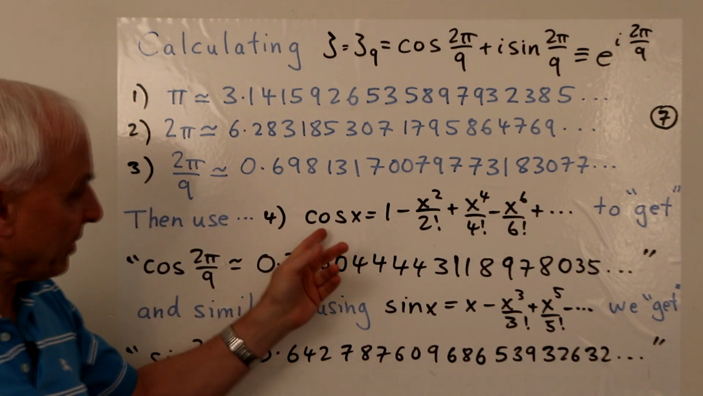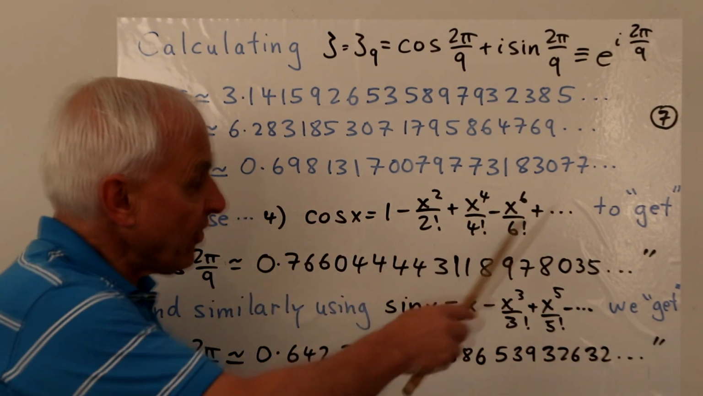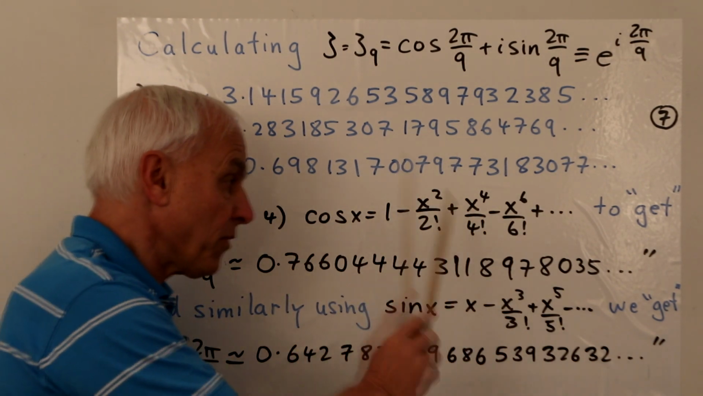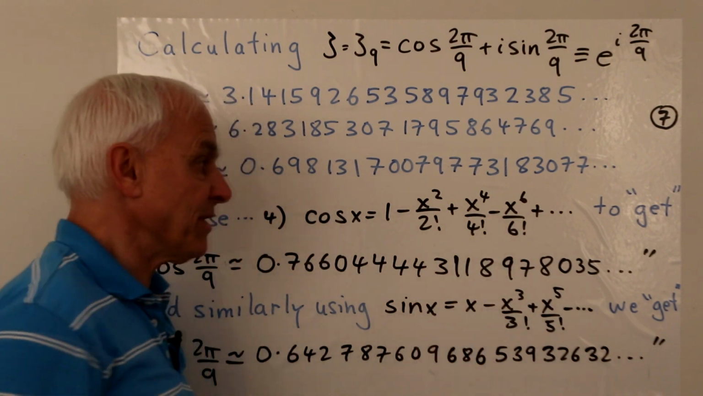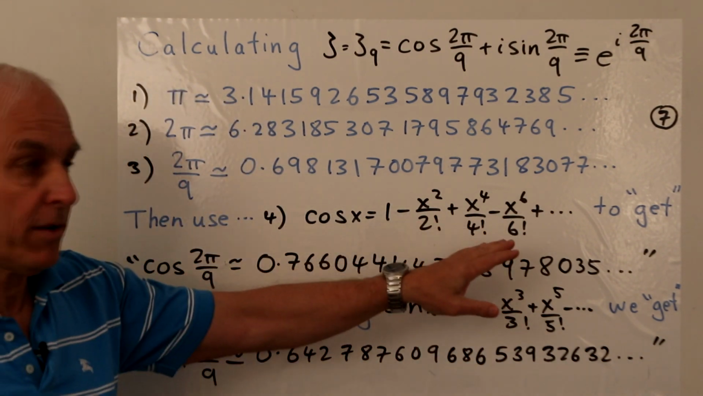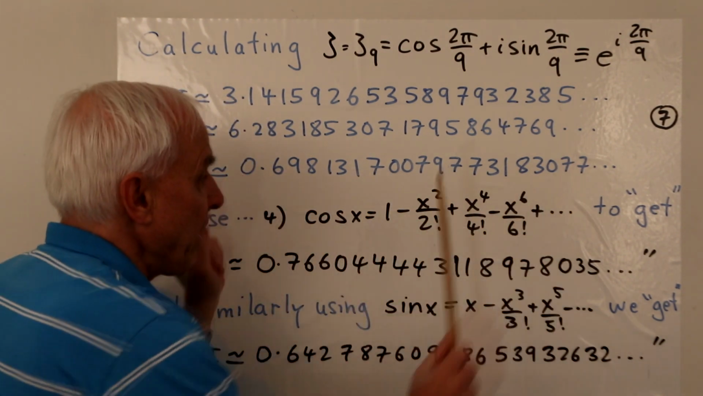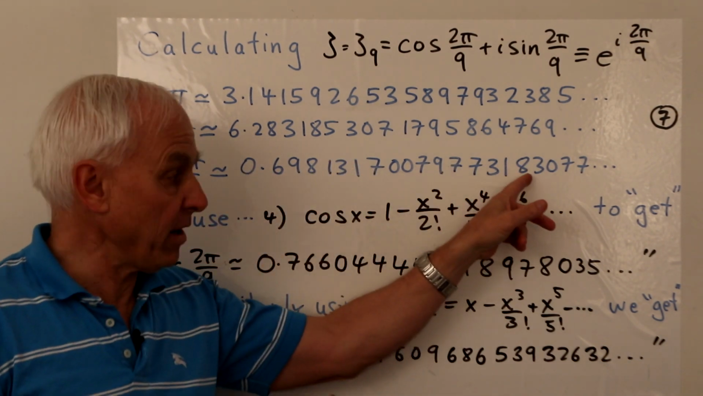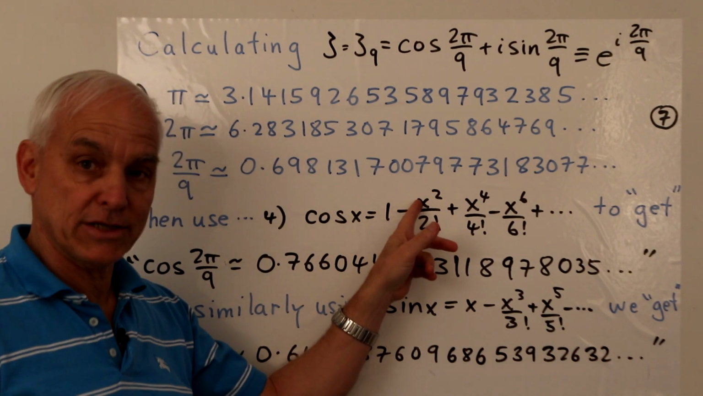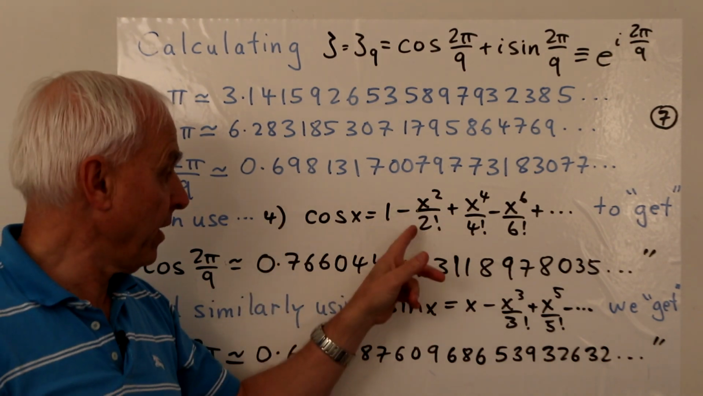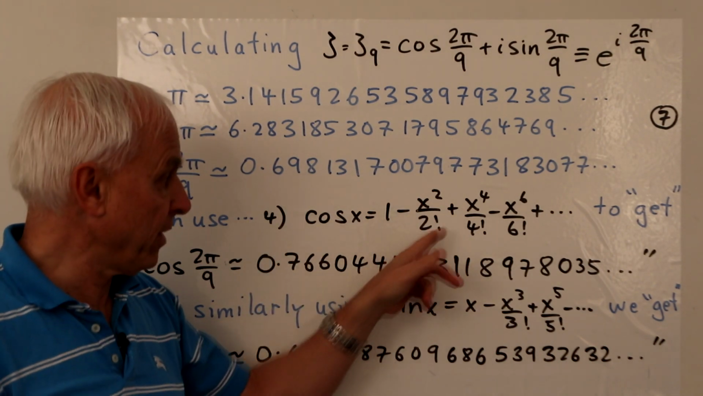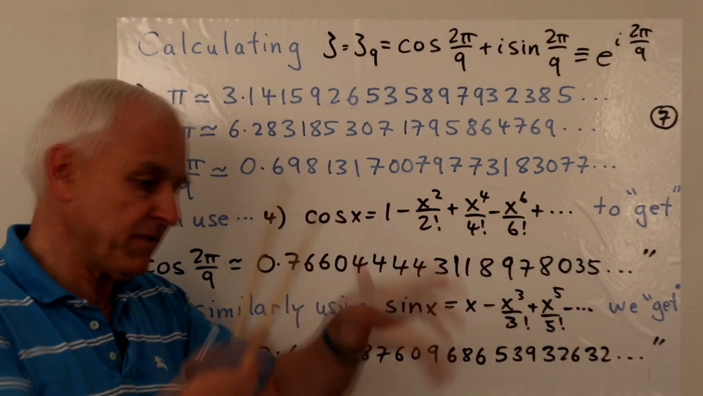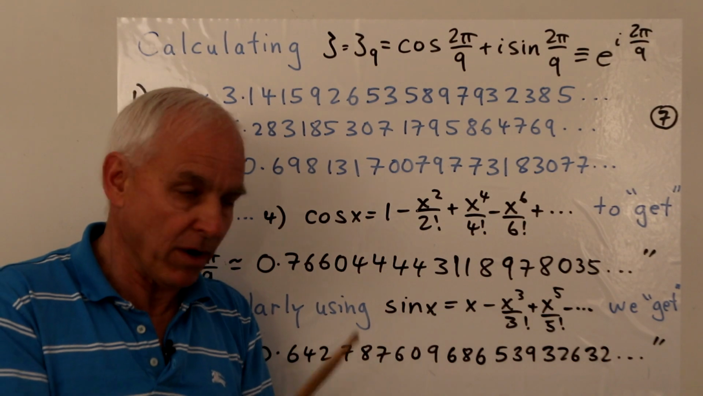So you have to use something like cosine of x equals the series 1 minus x squared over 2 factorial plus x to the 4th over 4 factorial minus x to the 6th over 6 factorial, and so on. So you have to sub in for x this infinite decimal which you've obtained up here. You have to plug it in there. You have to calculate x squared, infinite amount of work. Divide by 2, infinite amount of work. Calculate x to the 4th, infinite amount of work, etc. Add them all up. Infinite amounts of work.